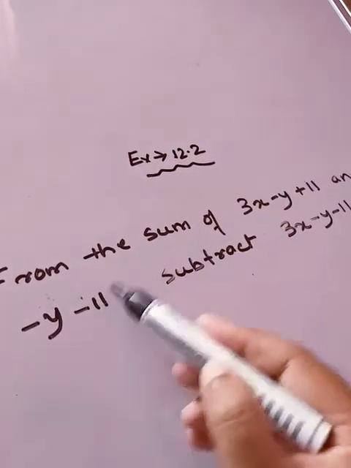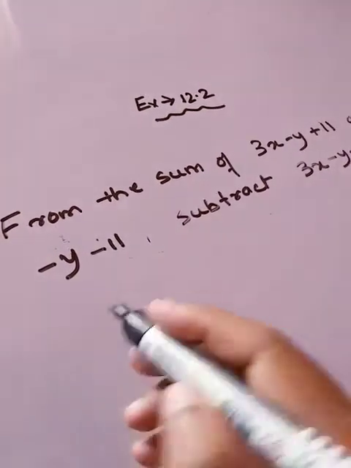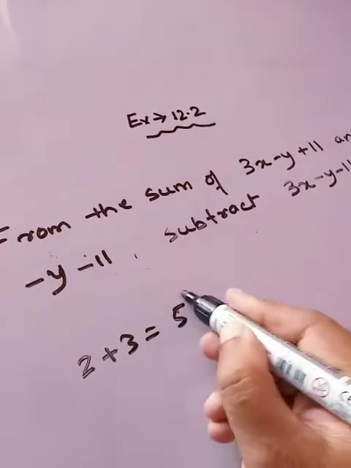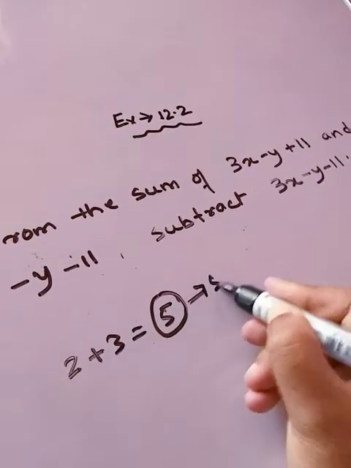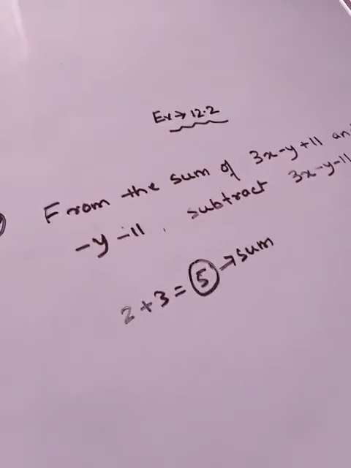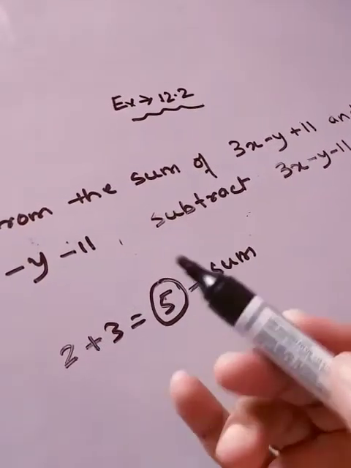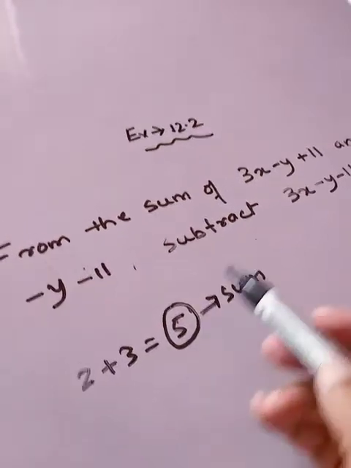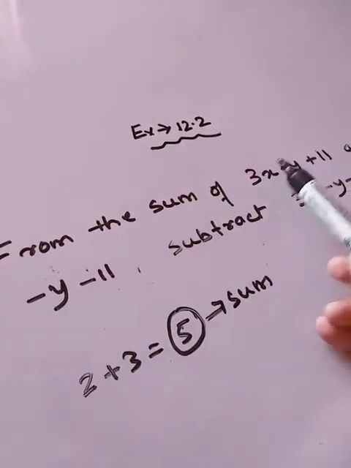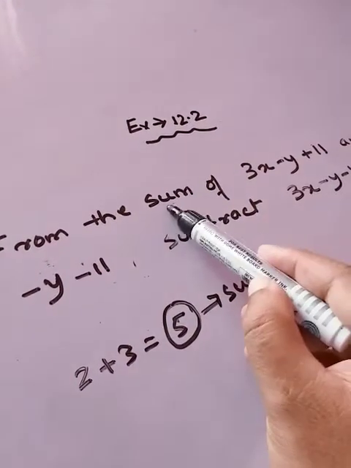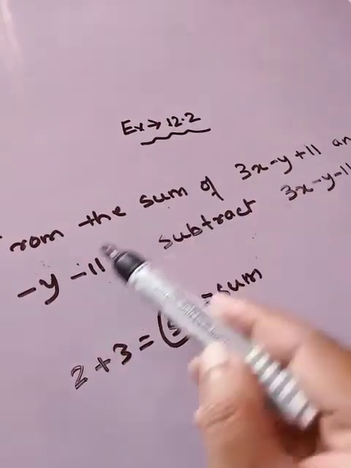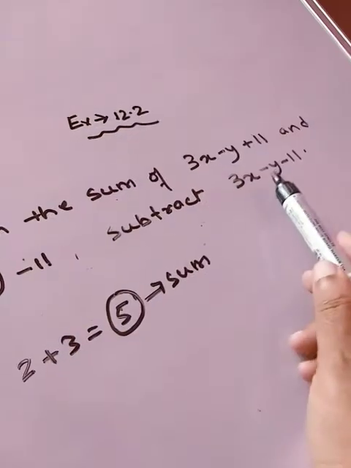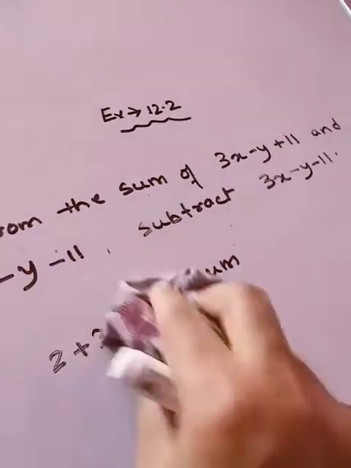From the sum of these two, what is the sum? If I ask you what is the sum of 2 and 3, what do you say? 5. So 5 is the sum. Sum doesn't mean plus, but to find the sum we have to do plus. The answer of addition is called sum. Understood? So we have to add these two because they are asking the sum. Whatever answer comes, from that answer we have to subtract this one. So this is the solution.